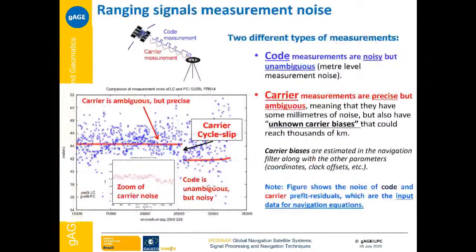As my colleague Adria commented before, we have two main measurements to use: code measurements and carrier phase measurements. The previous techniques were based on code measurements or smoothed codes. The techniques that I'm going to present are based on carrier phase measurements, and using carrier phase we can achieve the highest accuracy in the positioning.